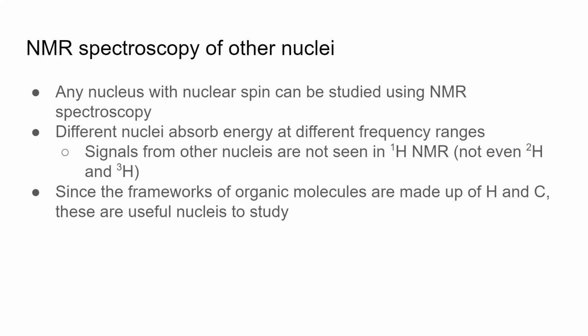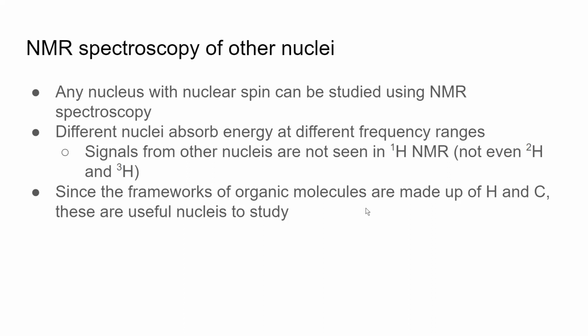And so when we're doing proton NMR, we don't even see signals from deuterium or tritium because even though those are both hydrogen isotopes, they have very different frequency ranges. The signal from those is not going to be shown in proton NMR. That's very key to understand when we're looking at other NMR spectroscopies. We're not going to see those proton signals. We're just going to be looking at the nuclei that we're focused on.